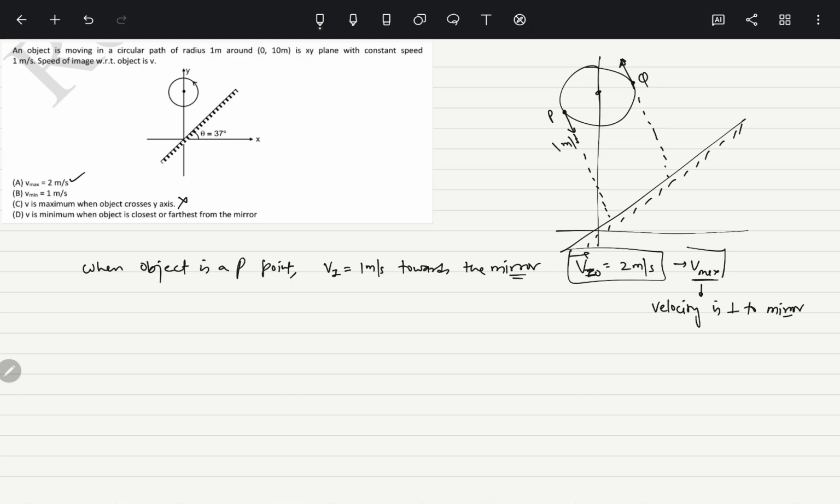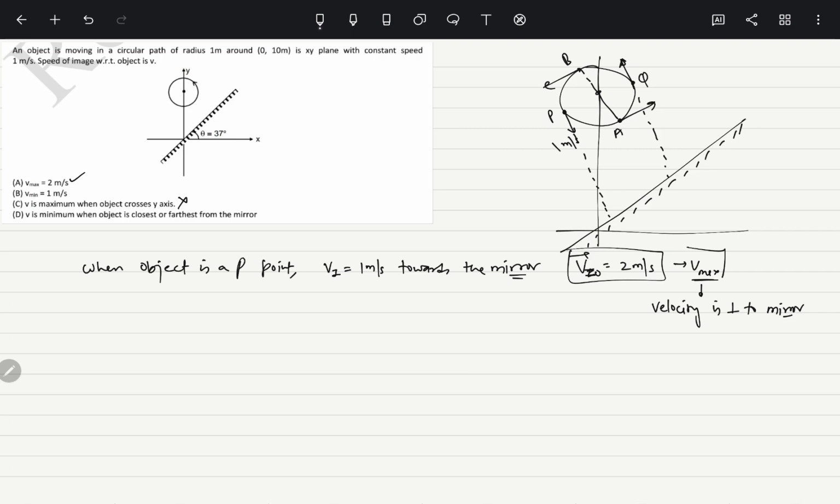Okay, so the C option is wrong. Let's talk about the minimum speed. Now, when will the minimum speed occur? If we see the positions where this is point A and the diametrically opposite point is B, when the particle reaches point A and point B, the velocity will be parallel to the mirror. At this time, the velocities of the object are parallel to the mirror, so the image velocity will also be the same, in the same direction, and if velocities are in the same direction, the relative velocity will be zero.